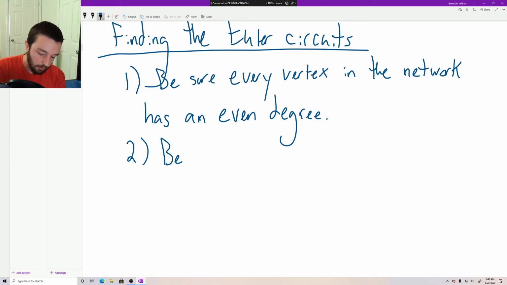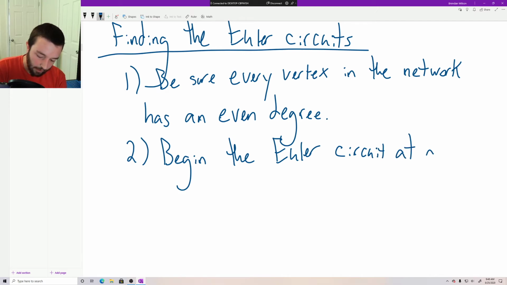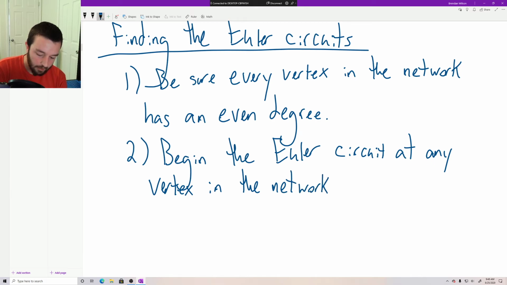Two, begin the Euler circuit at any vertex in the network. This is different from the Euler path, because with the Euler path, if we have vertices of odd degree, we can still have an Euler path, but we need to start and end at those vertices. So we only have two choices. With the Euler circuit, we can start at any vertex.